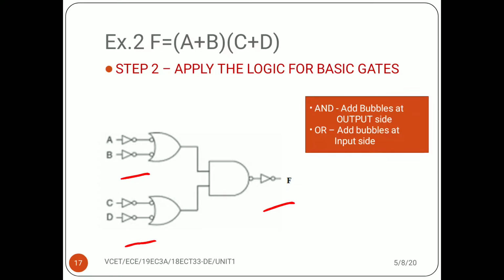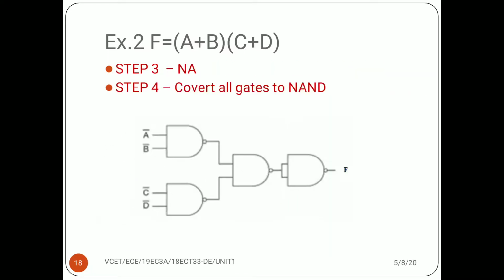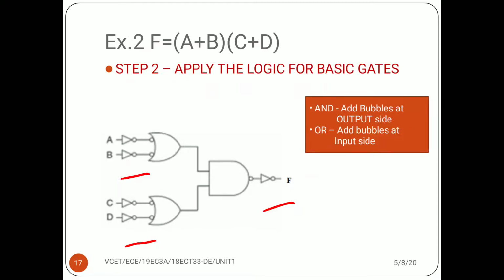So for the AND gate, add bubbles at the output side. For the OR gate, add bubbles at the input side. This is the condition. And there is no need to cancel double inverters because there are no double inverters present in any line. So the third step is not applicable here.